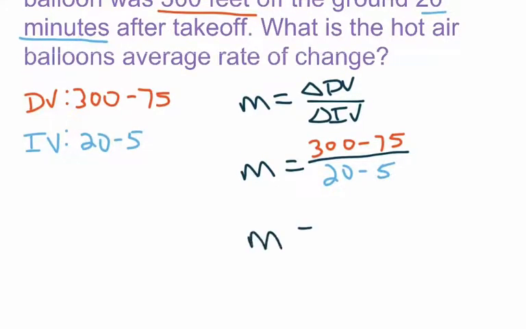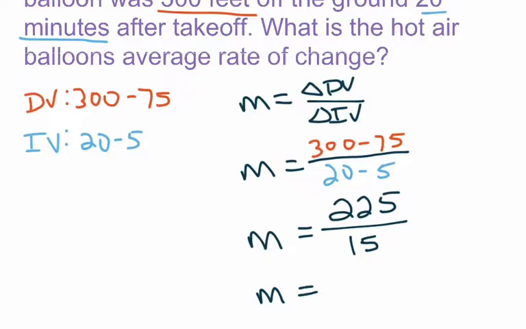So we have m is equal to 300 minus 75. That's going to give us 225. And 20 minus 5, that's going to give us 15. And honestly, I just made up this problem, so I'm not sure if that's going to calculate well. But we want to figure out what that's going to be. So m is going to be equal to 225 divided by 15. That's actually going to equal 15.